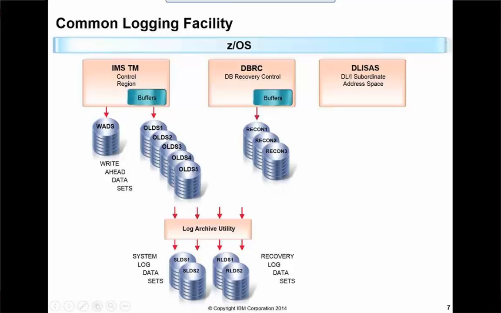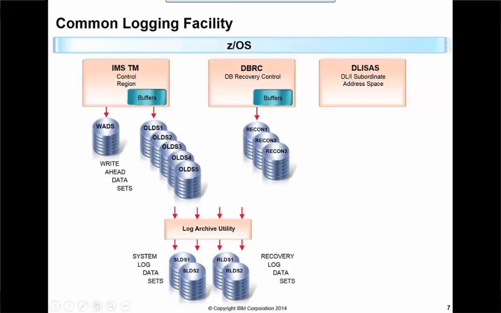We use the OLS data sets in a wraparound fashion, and as each one fills up, we switch to the next OLS data set, and we take that filled up information and we archive it out to the SLDS and/or the recovery log data set. And so you can just imagine a very active IMS system. You know, maybe a very busy bank that's processing transactions, withdrawals, and deposits all day long. We could have a lot of activity on that IMS system. And so you can generate a humongous amount of log information. But we can manage that because, if you think about this, the log is sort of ongoing because the OLS data sets are used in a wraparound fashion.